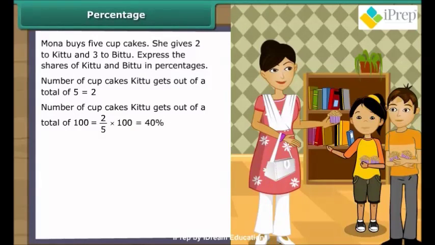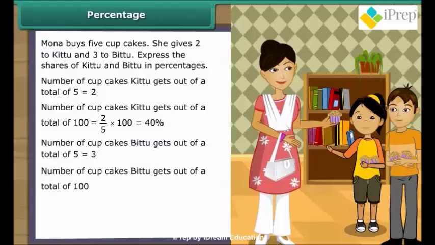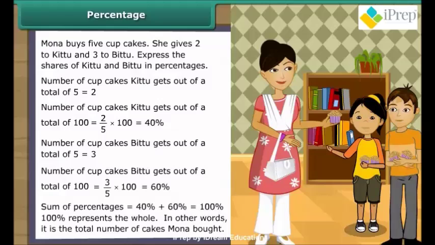is equal to 40%. Number of cupcakes Bittu gets out of a total of 5 is equal to 3. Number of cupcakes Bittu gets out of a total of 100 is equal to 3 upon 5 into 100, which is equal to 60%. Sum of percentages is equal to 100%. 100% represents the whole. In other words, it is the total number of cakes Mona bought.